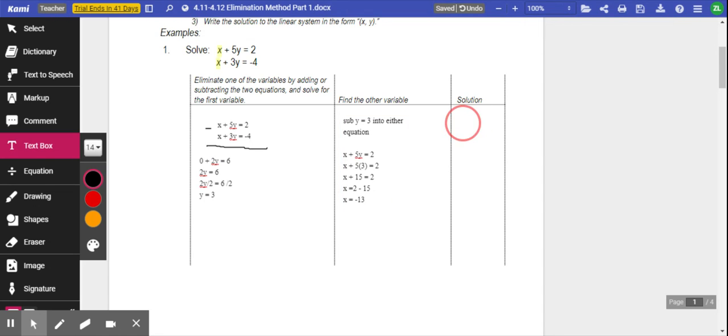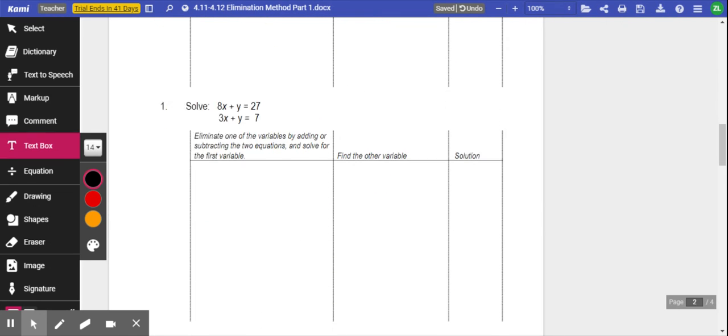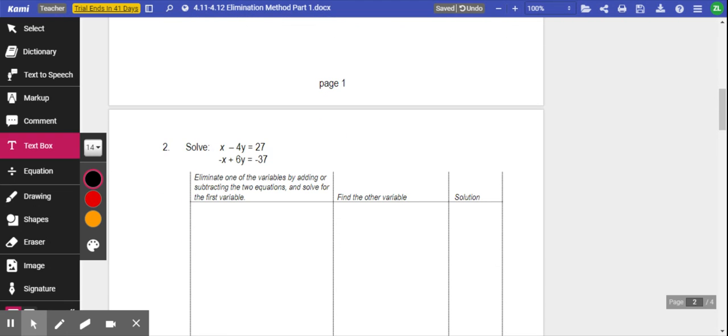So now we have our x and our y, and our solution, just like we've done all the time. Solution also means point of intersection. That means that it's x being -13 and y being 3. Okay, sweet. So here's another example we'll go through.